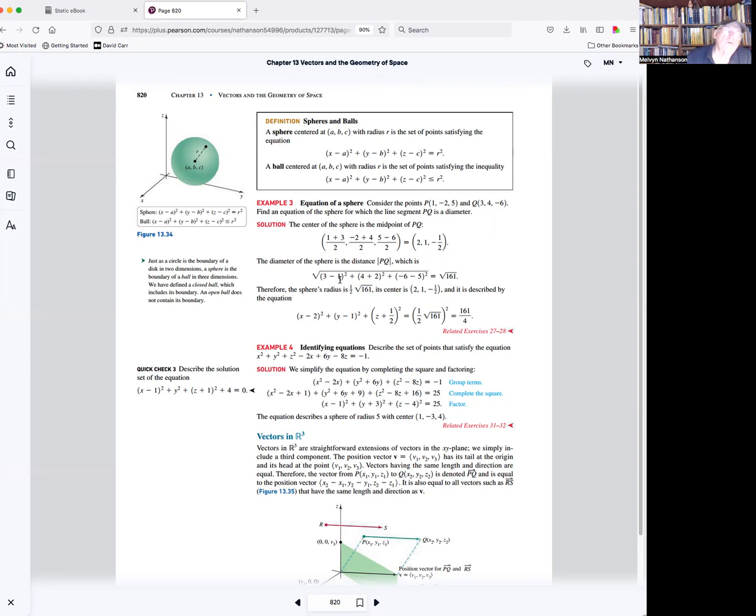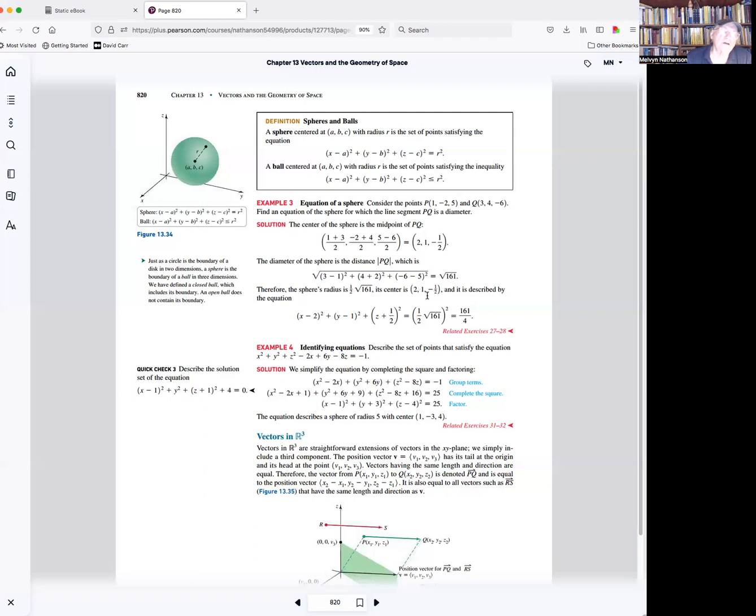So if you use our formula that the distance is the square root of the sum of the squares of the differences of the x, y, and z coordinates, you get this number, square root of 161. That's the diameter, so the radius is half of that. So we have a sphere whose radius is a half square root of 161.